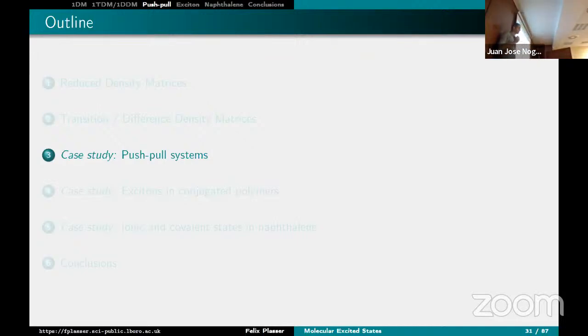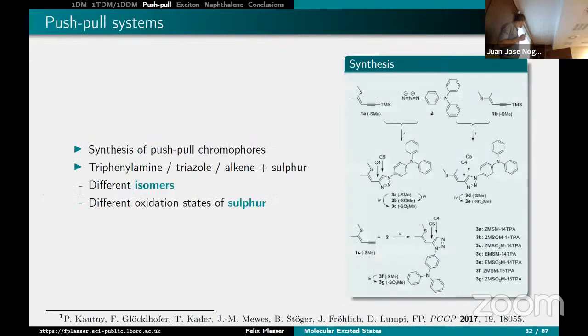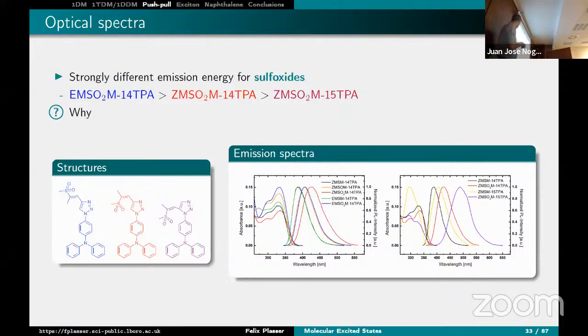Okay, then let me start with a case study. So this is how do we analyze push-pull systems? And I guess the chemistry might not be that interesting at this point because we're more talking about techniques, but it's just some colleagues of mine, we're making these molecules where you have triphenylamine and the triazoles, and of course everyone's doing click chemistry, which is also the reason for the Nobel Prize. You get different isomers, different oxidation states of this sulfur atom, and then at the end of the day they get the emission spectra for different structures, and the thing that they were really interested in is why is this one, the blue one here, the red one here, and the purple one here.